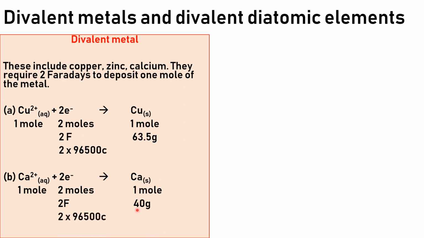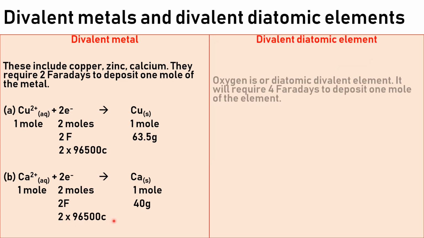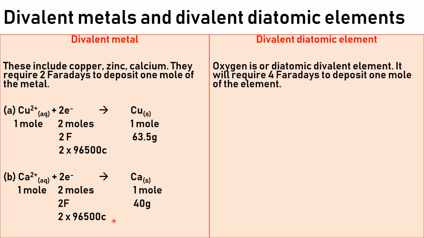So what do we then have? A Faraday, or 1 Faraday, is 96,500. 2 Faraday will be what? 2 times 96,500 coulombs. Let's look at the divalent diatomic. These are elements that are diatomic in nature but carry 2 charges. So we have examples of oxygen.